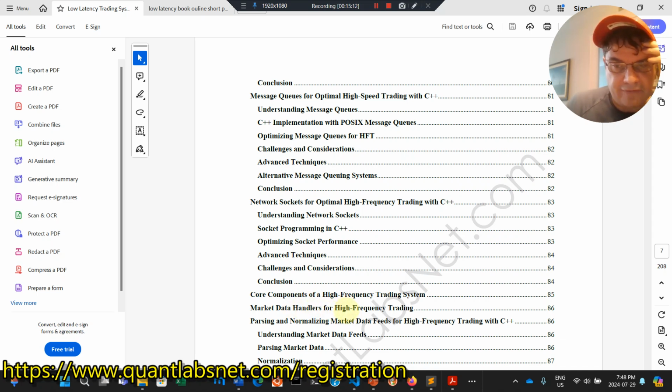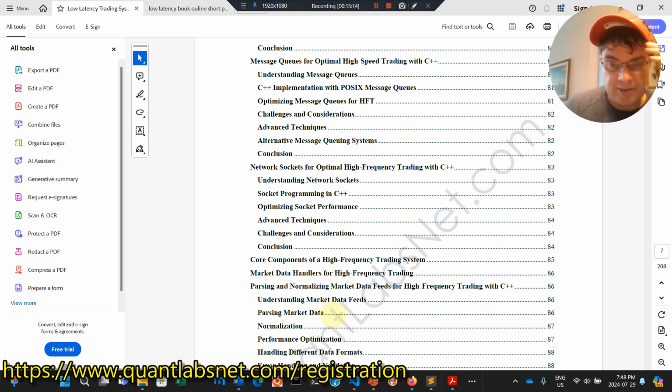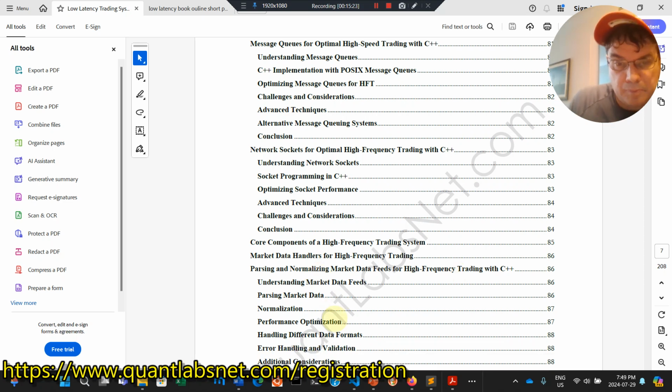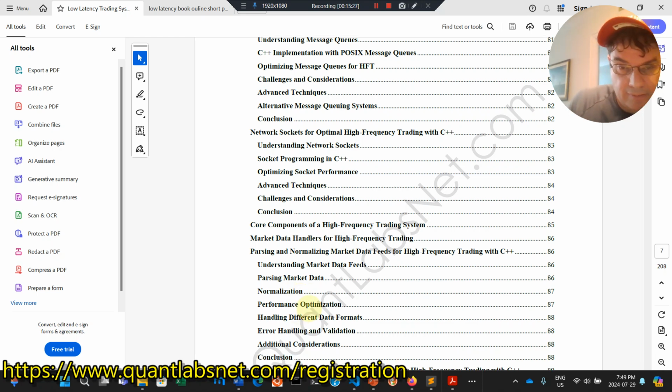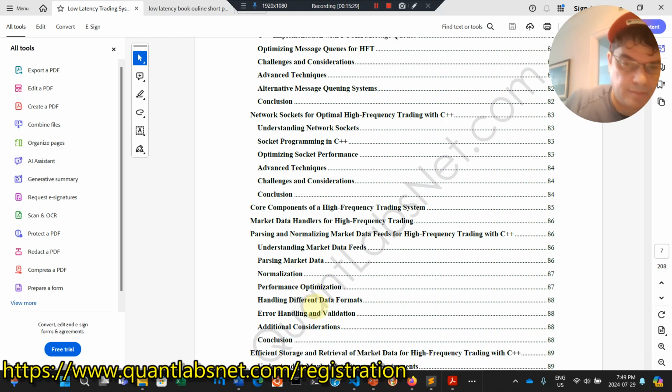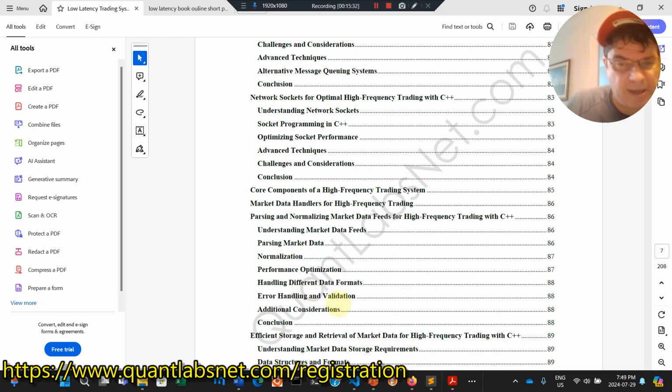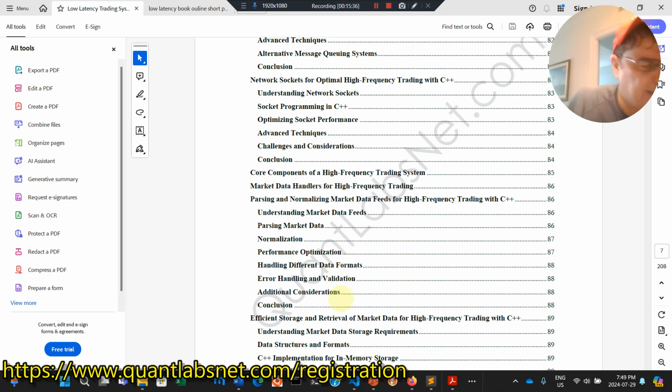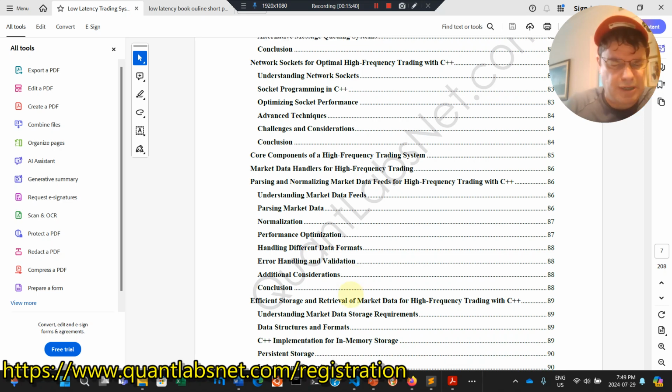Core concepts for high frequency trading. This is another important element. Handling market data. So now we've got to deal with parsing, normalizing market data, understanding the feeds, parsing the data, normalizing it, optimizing, handling different types of data formats, error handling, and validation. That could come right from the exchange. That can also be done through FIX or ITCH protocols.